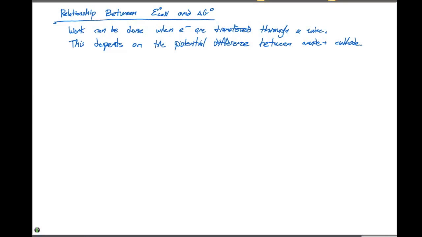And we're going to observe a thermodynamic driving force. That driving force comes when delta G naught is a negative value. We say this is a spontaneous process. We also say that when the standard cell potential is positive, we get a spontaneous process. So these two have to be related. When we set up this relationship, we can say that delta G naught is going to be equal to negative N times F times E naught cell.